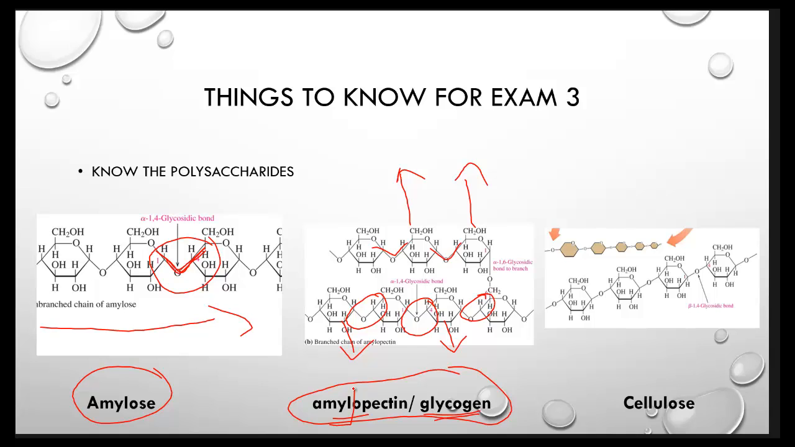Cellulose, look at the difference here. Once again, we still have that 4th OH going down. But instead of that V shape, we now have a line. We have a beta 1,4 glycosidic bond. And that's how you tell the difference between them. And that's the final review of exam 3.